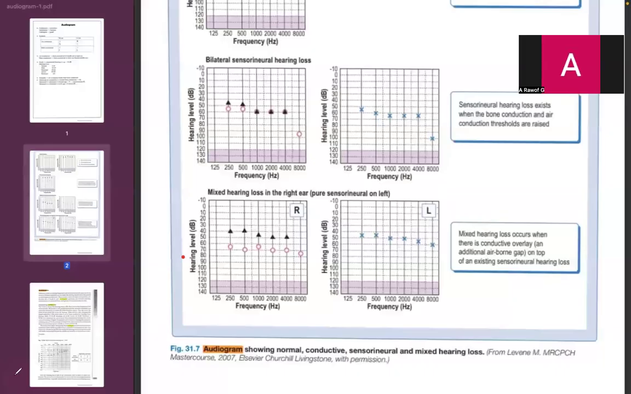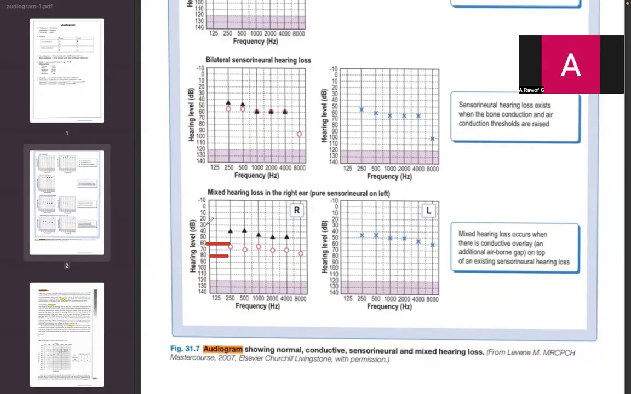Here, don't get confused with the symbols. He has used a triangle for the bone conduction, which is not used normally. We are just reading it for the sake of understanding only. Now here, what about the air conduction? Air conduction is lying somewhere between 60 to 80.